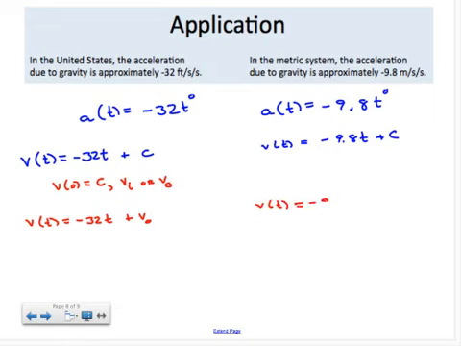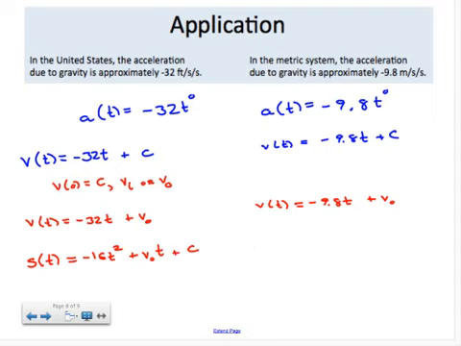Same thing over here for the metric system version: negative 9.8t plus v naught, or v initial. Now let's get to the position function. We've been using s to stand for the generic position function, even though this is vertical motion. All right, the antiderivative, what am I going to do? Negative 32t to the second over 2. That gives me negative 16t to the second plus v naught, or v initial, times t plus another constant.